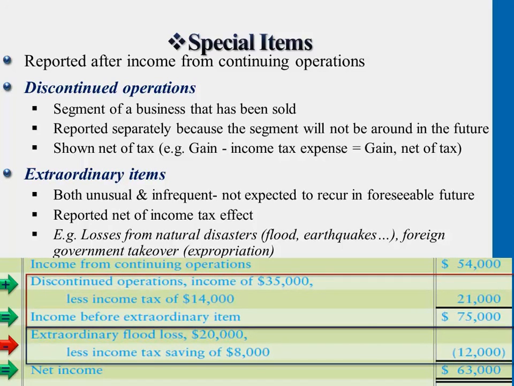Then for an extraordinary flood loss, let's say that this actually happened in the business. We lost $20,000. This also has a net tax effect, so what we're really reducing is just $12,000. So overall the net income after these two items is $63,000 altogether. This is different from 54 because we haven't considered these two parts of the income.